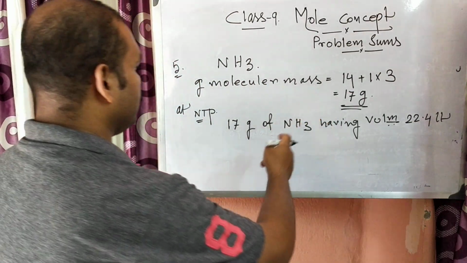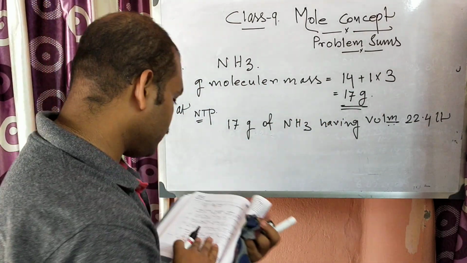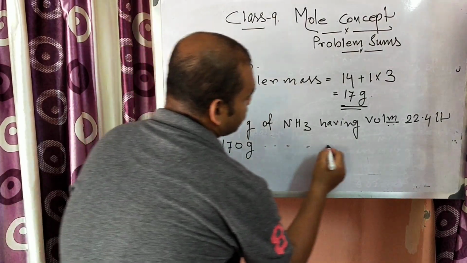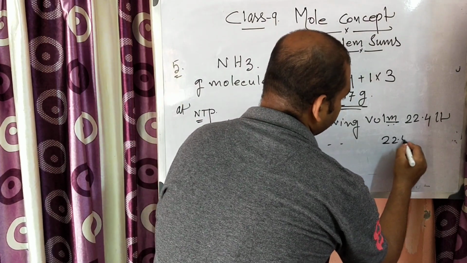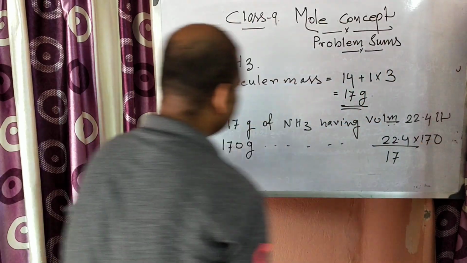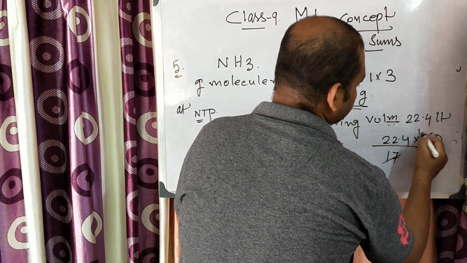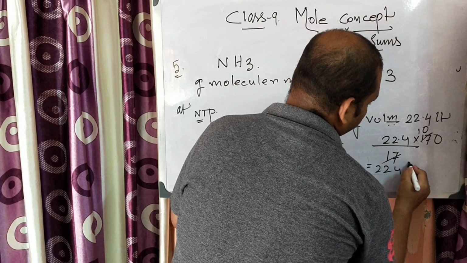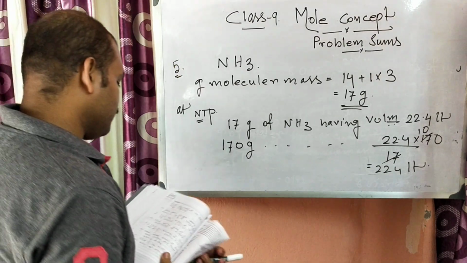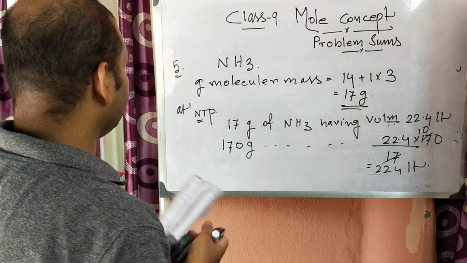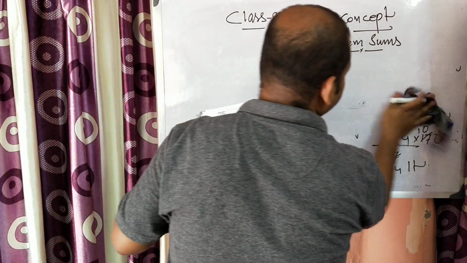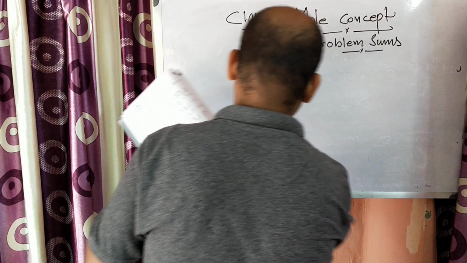So what is the volume of 170 gram? 170 gram of NH3 will have a volume of 22.4 divided by 17 into 170, simple unitary method. So that is 224 liter, as simple as that. Now go to the next problem. We'll do a few more. So what is next?